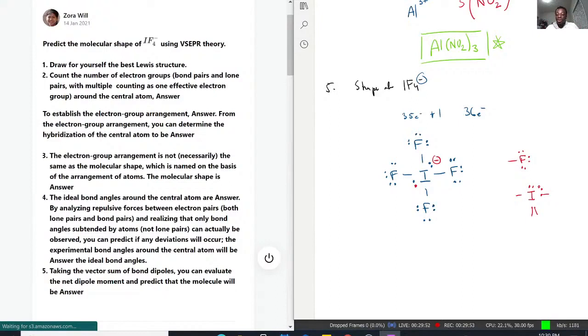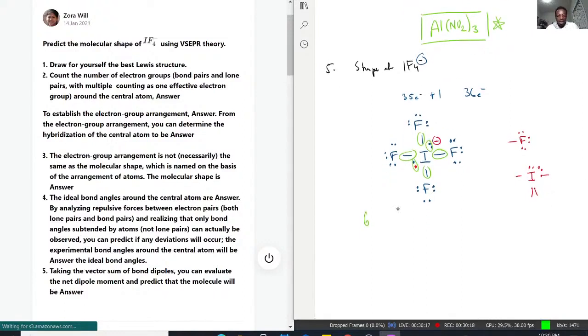So now that we've actually drawn the Lewis structure, what does the second step state? Count the number of electron groups, bond pairs and lone pairs, with multiple bonds counting as one effective electron group around the central atom. So the number of electron groups we have here are going to be 1, 2, 3, 4, but then it also says and lone pairs, 5, 6. We have 6 electron groups.